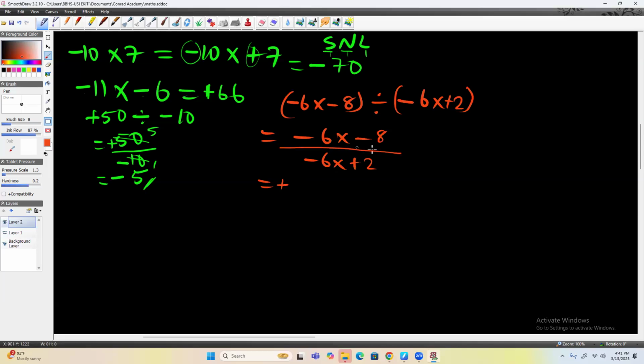Now that will give you negative times negative is positive. So positive 6 times 8, you have 48. Then negative times positive down here is negative. 6 times 2 is 12. At the end of the day, positive divided by negative is negative. 12 in 48 is 4. So you have negative 4. And that is the answer. So that is that for that.